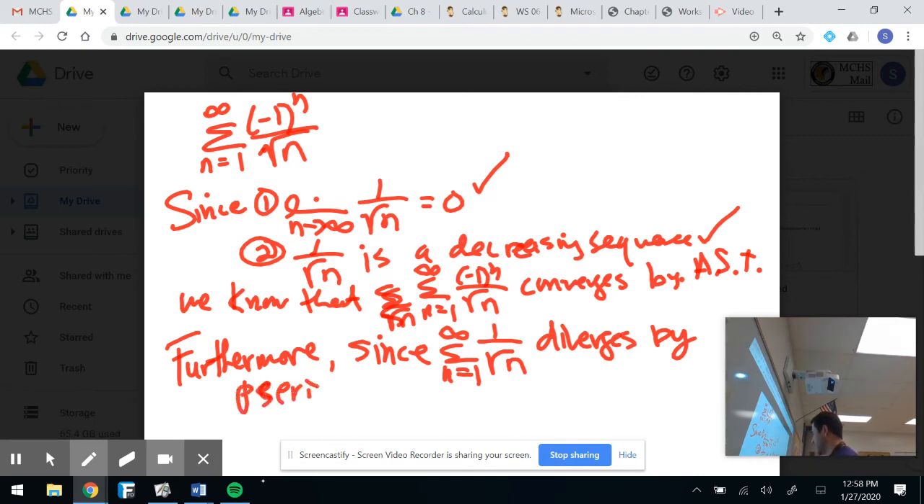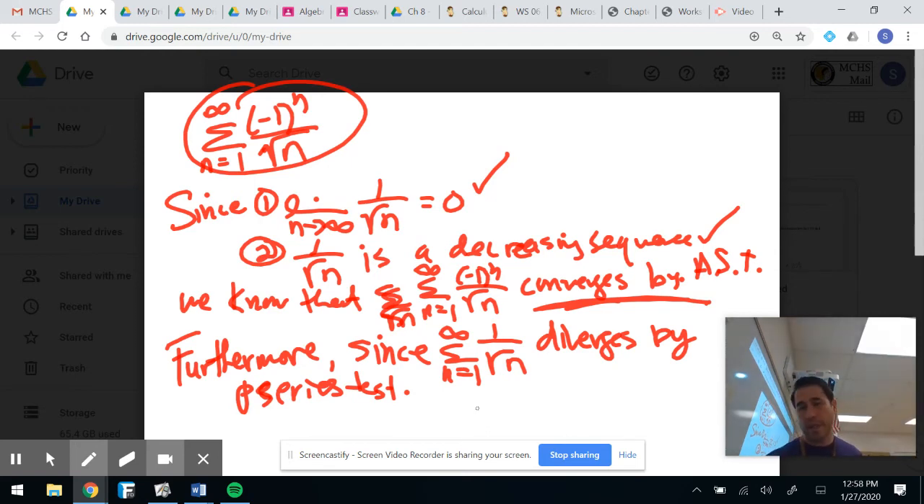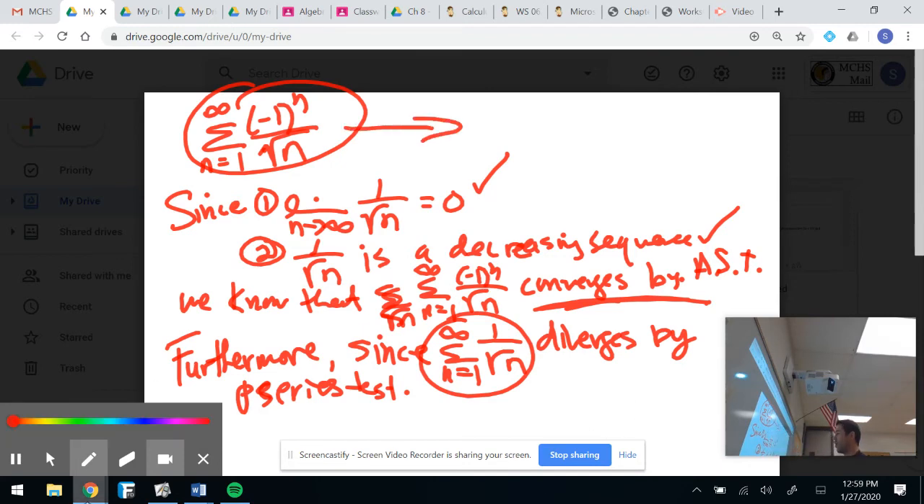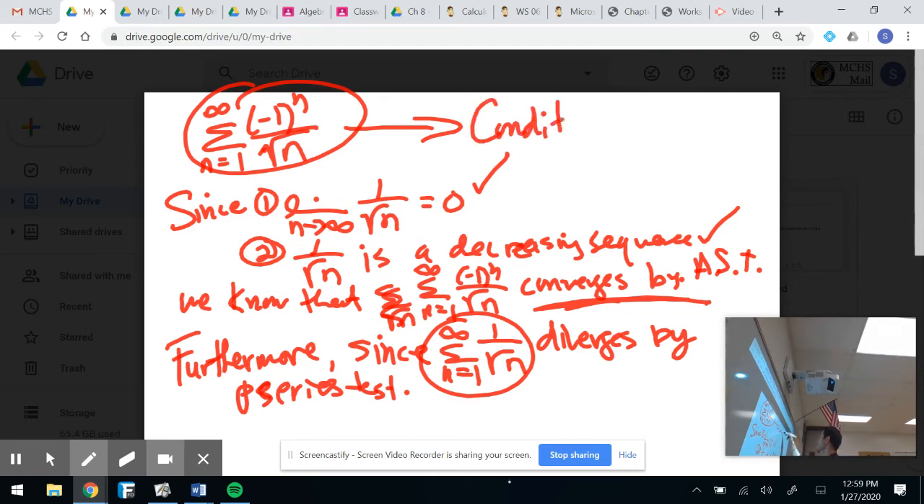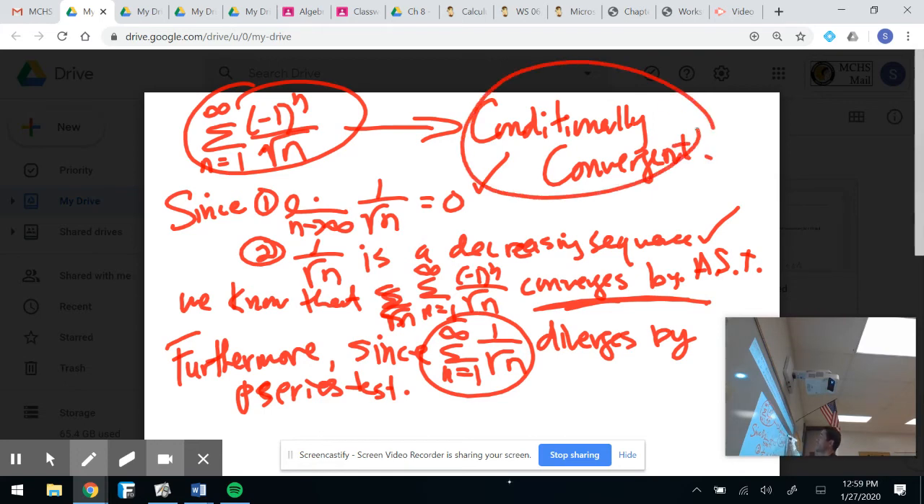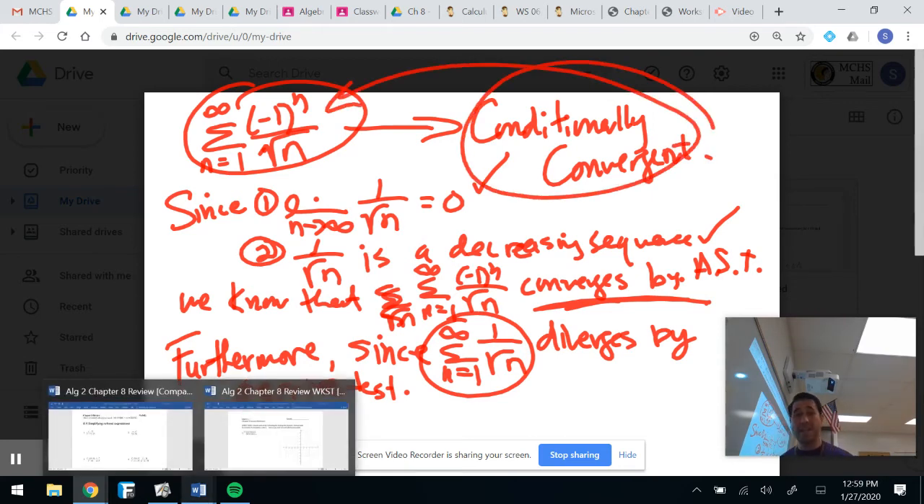And since, let's think about this for a brief moment. This actually, with the alternator, converged by the alternating series test. However, if I totally throw that alternator out and just do the series without the alternator and it diverges, then we say that this problem right here, because of all of this beautiful written explanation, is conditionally convergent. Because it does converge, but it's conditional on that alternator. If it doesn't have the alternator, it would diverge.